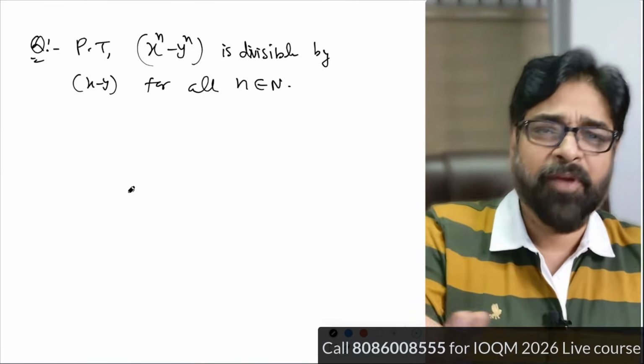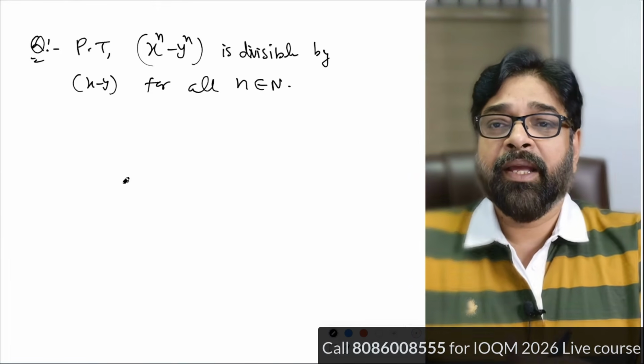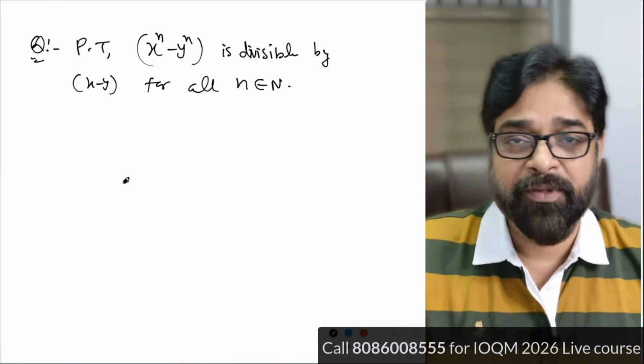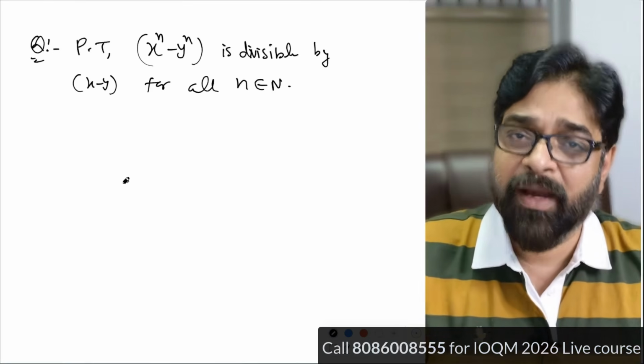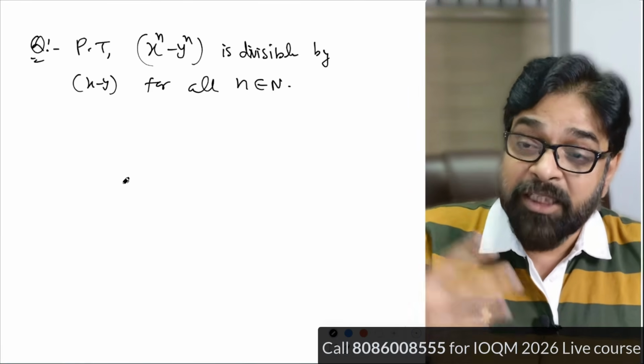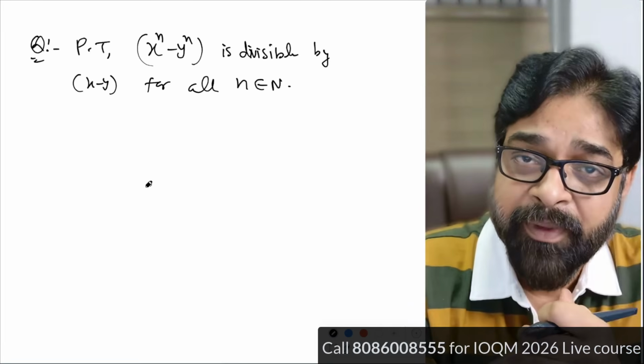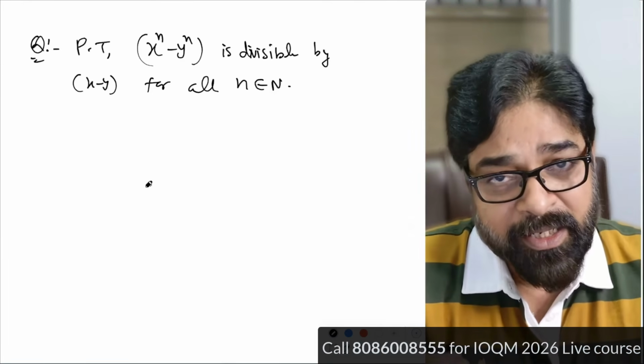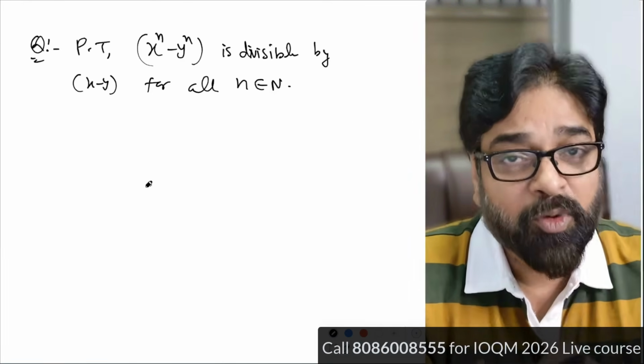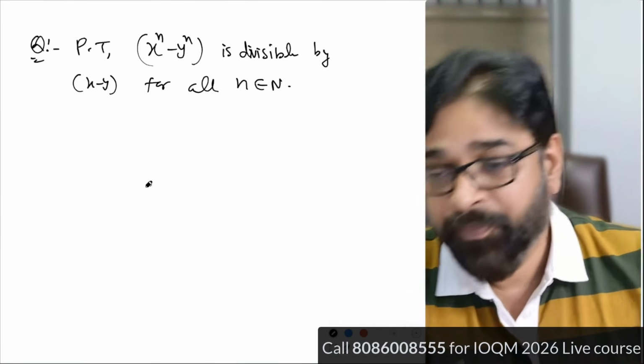I hope all of you heard it, right? x square minus y square is divisible by x minus y, x cube minus y cube is divisible by x minus y. This we have to prove. Of course, you can prove it by using the binomial theorem. But in congruency, in one step you can get it. I will take more steps because I have to explain it to you.